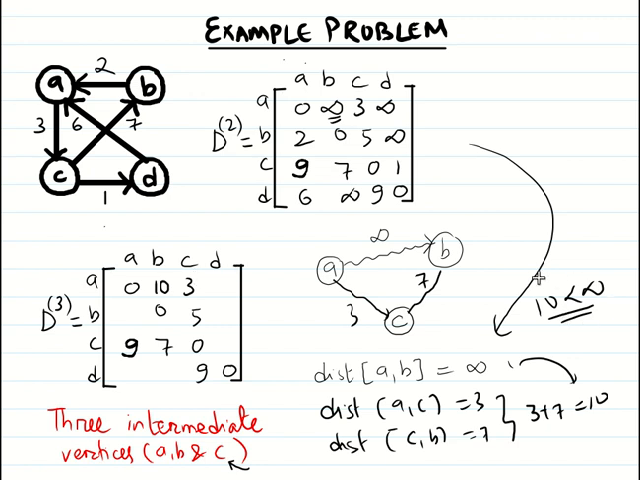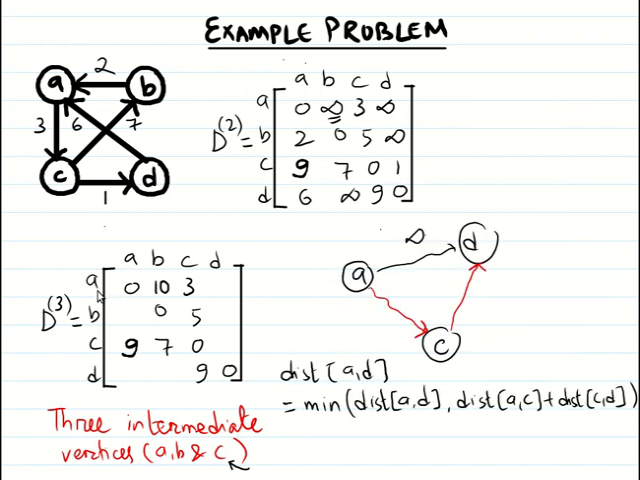Alright, so what I have done here is I have found out the minimum of this and this. Whichever is minimum, I am storing that as my new distance, because this is the shortest path problem. I need to minimize the distance.